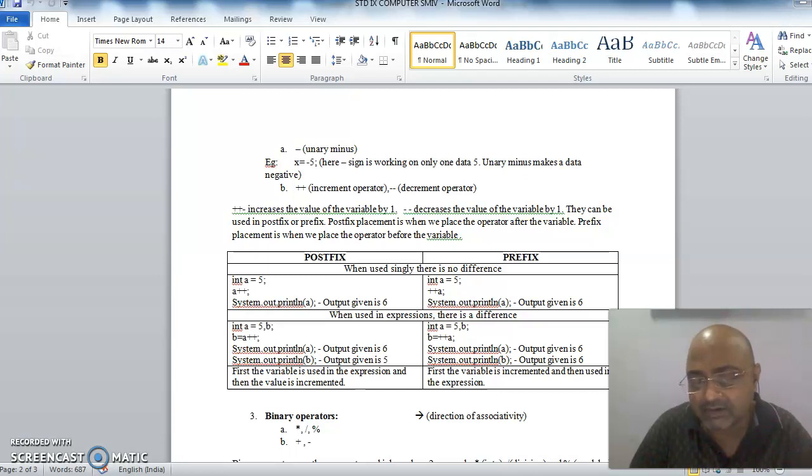System.out.println(a) and System.out.println(b), and you will be asked to give the output. Now notice, children, the output given is 6 in the first case when I am printing the value of a, and the output given is 5 in the second case when I am printing the value of b. On the other side, in the prefix case, it is b = ++a. Here the output given is 6 and the output given is 6. That means in both the cases the output given is 6.